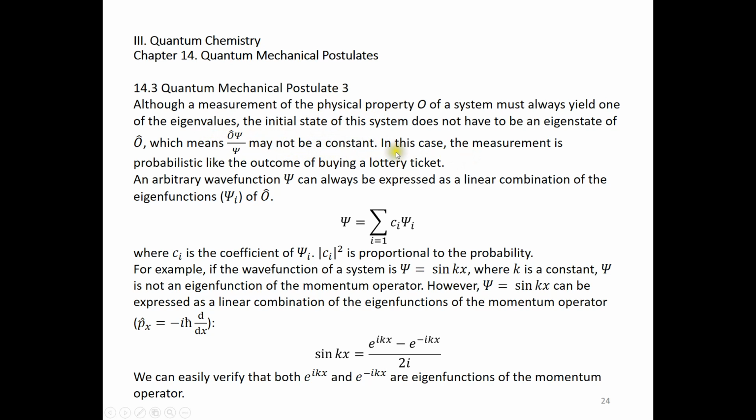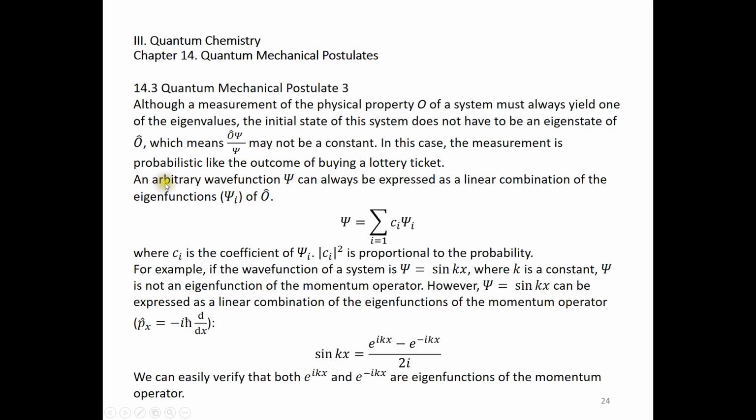In this case, the measurement is probabilistic, like the outcome of buying a lottery ticket. When you buy a lottery ticket, what will the outcome be? We don't know. You might get nothing. You might get $1 billion. You might get some other amount in between. We do not know. It's all about probability.